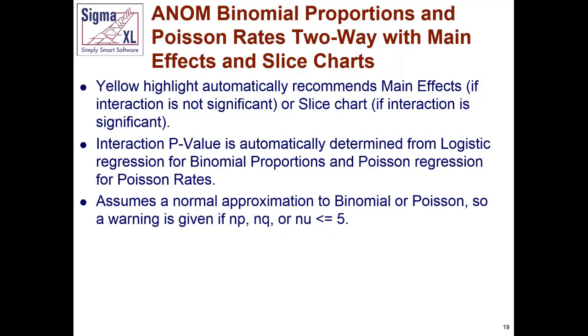Now, here's where it gets tricky, and this is where we're letting the software do the hard stuff. To get the interaction p-value for binomial proportions, you have to use logistic regression, and to get the interaction p-value for Poisson rates, you have to use Poisson regression. That's all done in the background. You don't see that. There's no logistic regression report. Simply the interaction p-values are reported, and the yellow highlights are given. Also, again, with the one-way, if your sample sizes are too small, you're given a warning message.